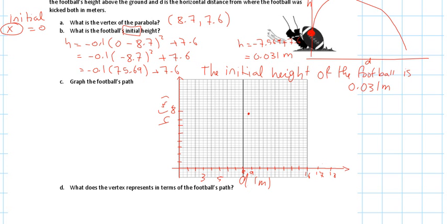But what did I just find right here? I just found the initial height. What's the D for the initial height? 0. And what did we find the H to be? 0.031, right? So I found another point, which is (0, 0.031). Okay, so 0.031 is almost right here, okay? Not even. It's closer to the 0, okay? So far I have these 2 points.